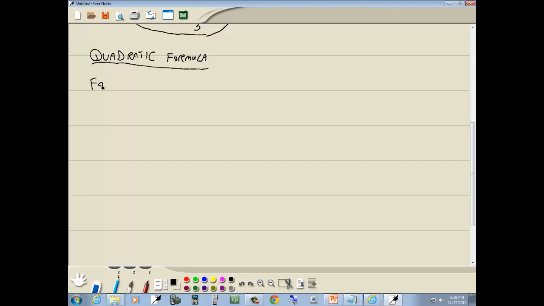But let's say you can't do either one of those. And you got something in the form ax squared plus bx plus c is equal to 0. You have to have 0 on the right side. A, B, and C represent numbers. A is whatever number is in front of your x squared, B is whatever number is in front of your x, and C is the number at the end. If you got it in that form, then the quadratic formula says x is equal to negative b plus or minus square root of b squared minus 4ac, all over 2a.